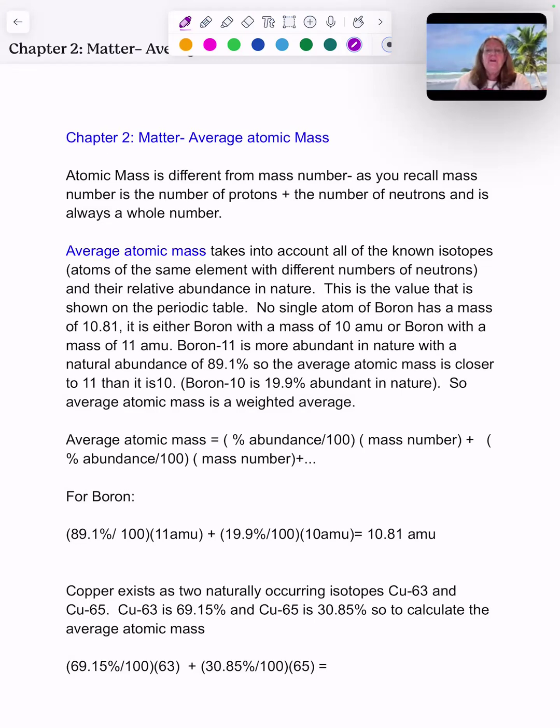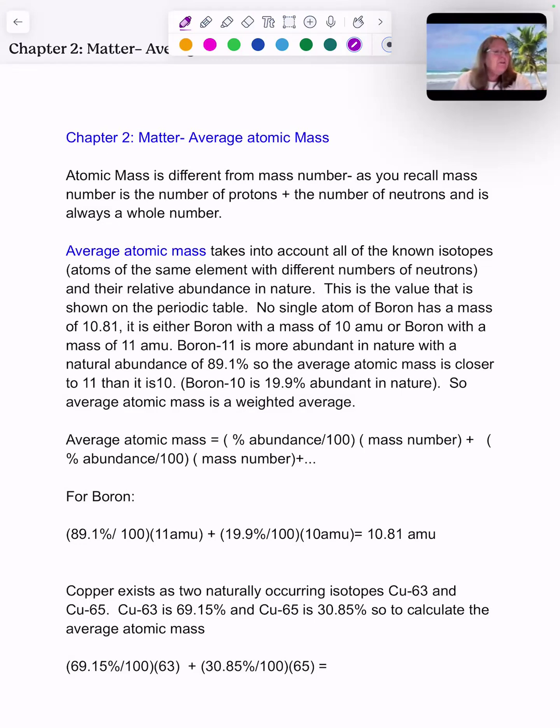Okay. So if we look at the periodic table, we see that boron has an atomic mass of 10.81. There's no single atom of boron that has a mass of 10.81. You're either going to have the isotope boron 10 or the isotope boron 11. Boron 11 tends to be more abundant in nature. It actually has a natural abundance of 89.1%. So the average atomic mass is going to be closer to 11 than it is to 10.